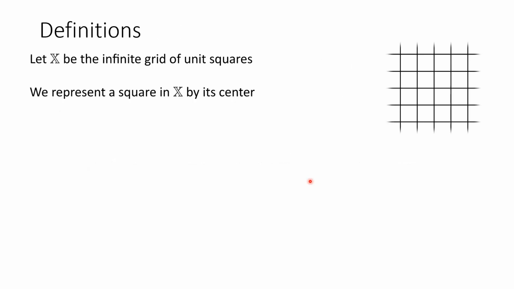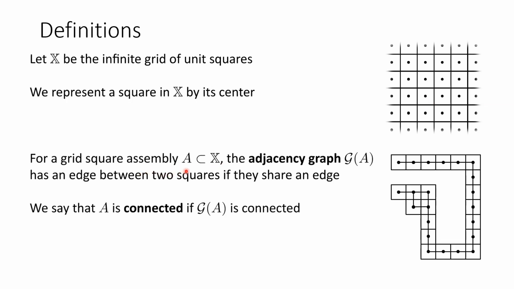So I will just present some definitions. Blackboard X denotes the infinite grid of unit squares, and we represent a square in this grid by its center. It will be convenient to not make a distinction between a square and its center throughout. So for a grid square assembly, which is a finite subset of this infinite grid, the adjacency graph is a graph on the squares, where we have an edge between two squares if they are vertical or horizontal neighbors. So we cannot have diagonal edges in this graph. As shown here, it is basically a subgraph of the grid graph. And we say that A is connected if its adjacency graph is connected, which is also the case here.